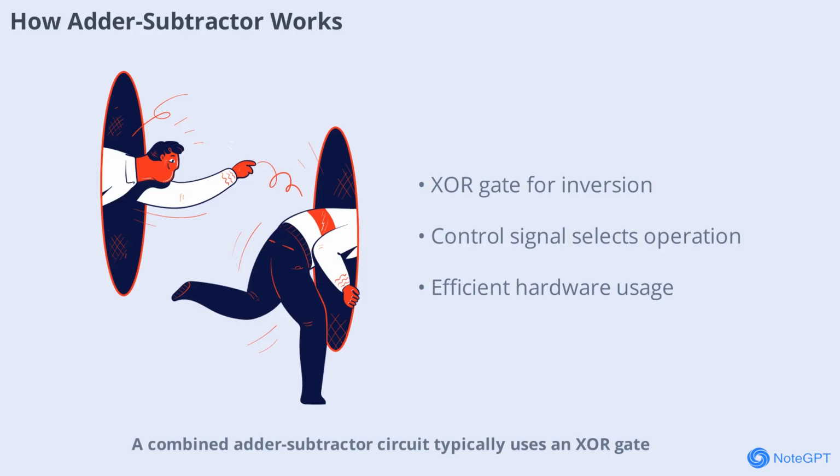A combined Adder-Subtractor circuit typically uses an XOR gate to invert one set of inputs when subtraction is needed. A control signal determines whether the circuit adds or subtracts. This design allows the same hardware to handle both operations, saving space and resources in digital devices.